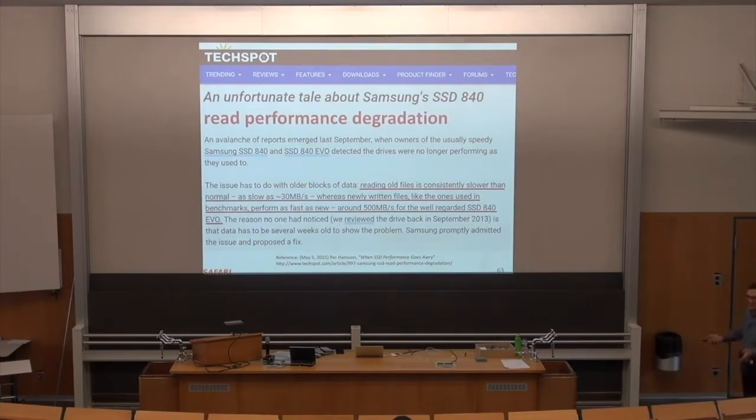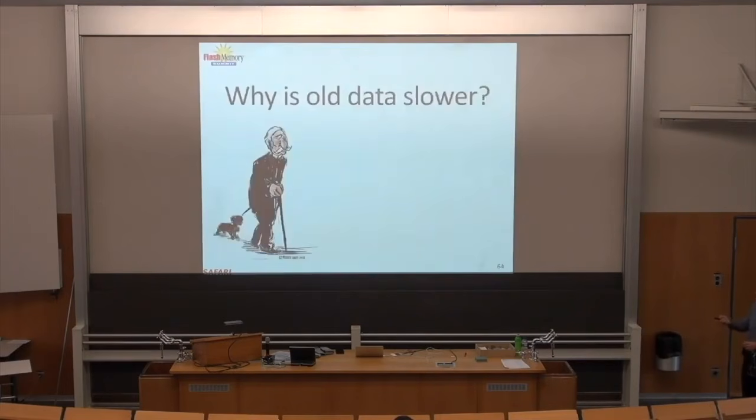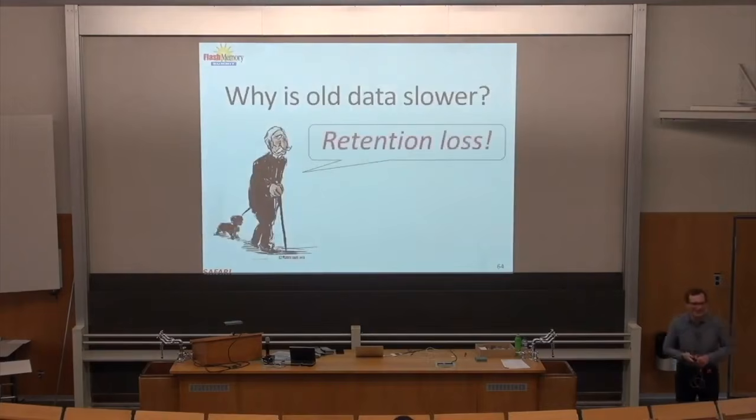These things happen because flash controllers actually optimize over time, and as a result, they may become slower. Hopefully, they don't become as slow as 30 megabytes per second in terms of bandwidth. But they do. And it's very fundamental. Basically, all data is slower because they have retention loss.